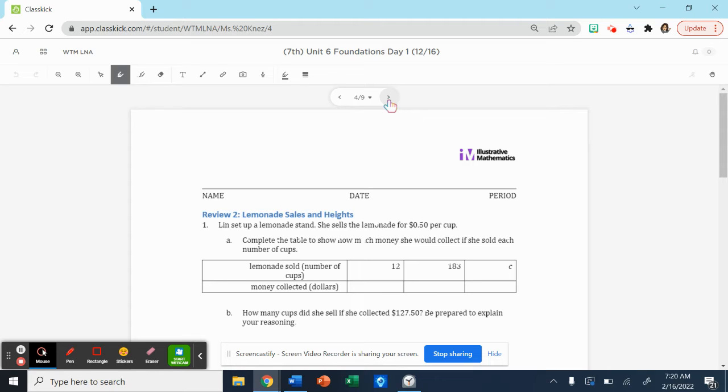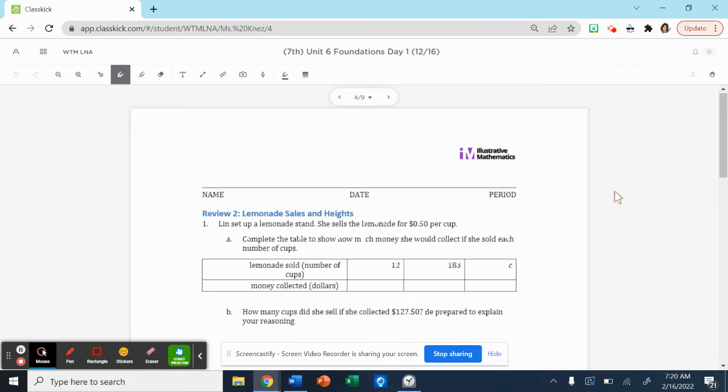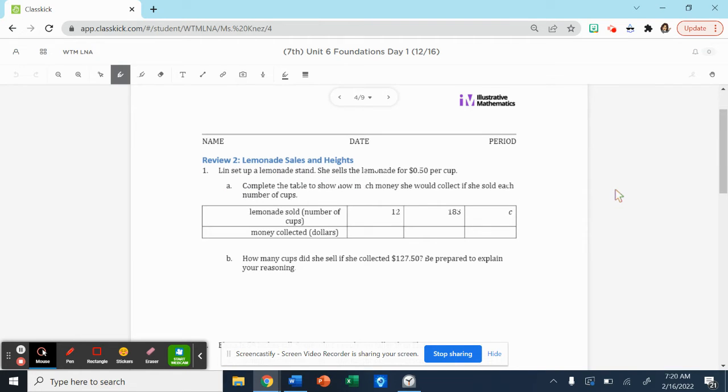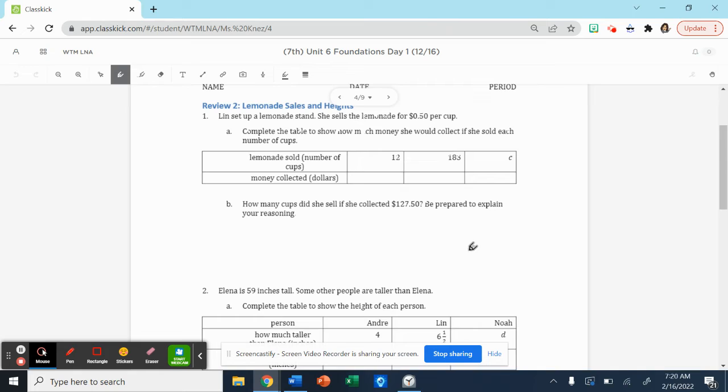Question 1. Lynn set up a lemonade stand. She sells the lemonade for 50 cents per cup. A. Complete the table to show how much money she would collect if she sold each number of cups. B. How many cups did she sell if she collected $127.50? Be prepared to explain your reasoning.